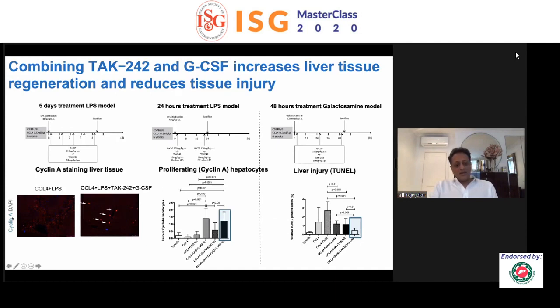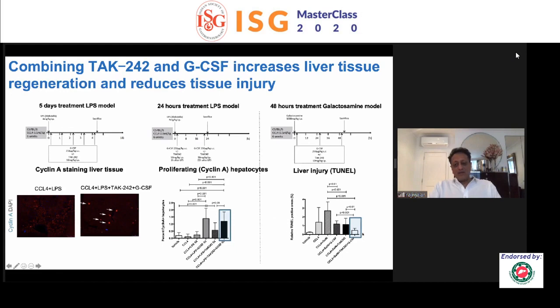We're looking at cyclin A on the bottom here. You can see very little regeneration when you give them LPS. But if you treat them with TAK242 and GCSF, you can increase the amount of regeneration in the liver. This is looking at percentages, to give you a quantitative sense: a very marked increase in regeneration compared with those that are treated with TAK242 alone.